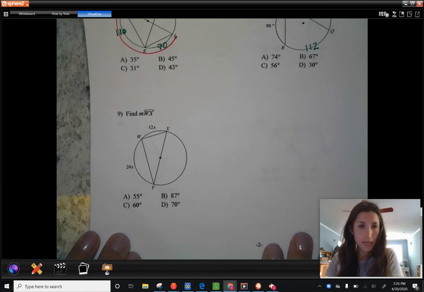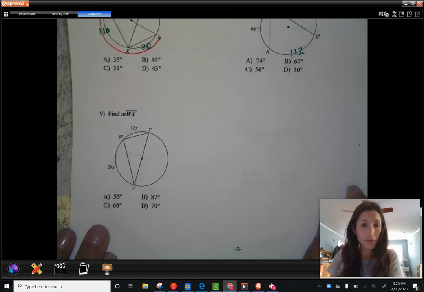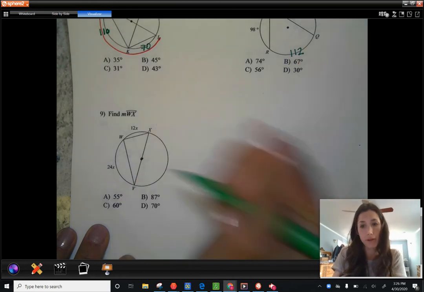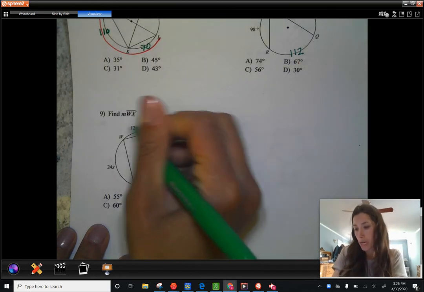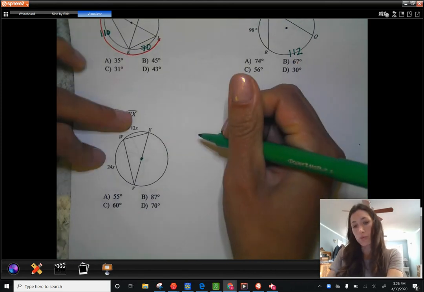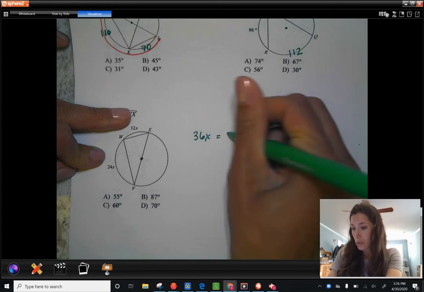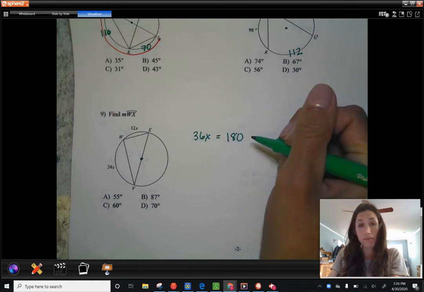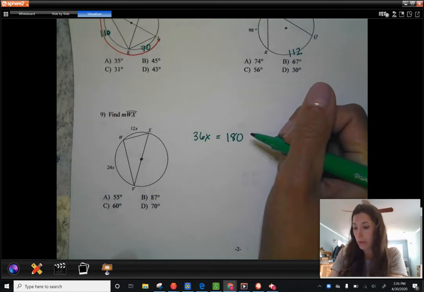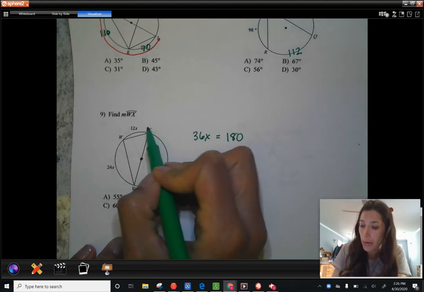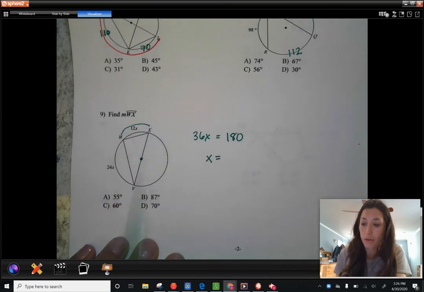And one more inscribed angle. This time we're solving for a variable first. So just as I said earlier, we know this is a diameter, so this is going to be 180. So if we combine 12x and 24x, that would be 36x equals 180. Now, once you know the value for x, divide by 36 on both sides, you're going to want to plug that value of x back in to get wx, the measure of that arc there.